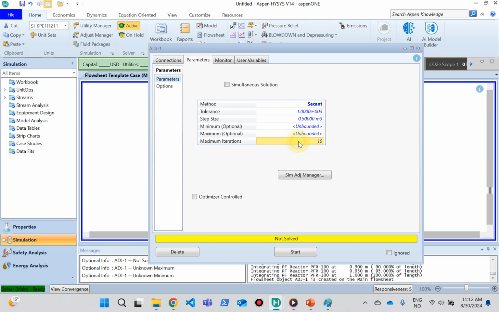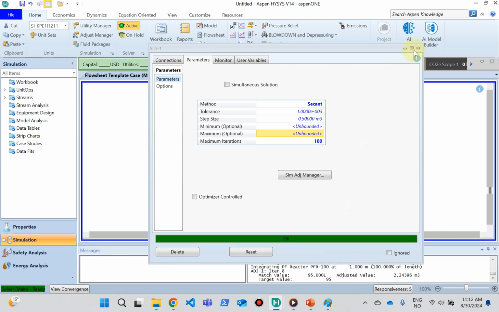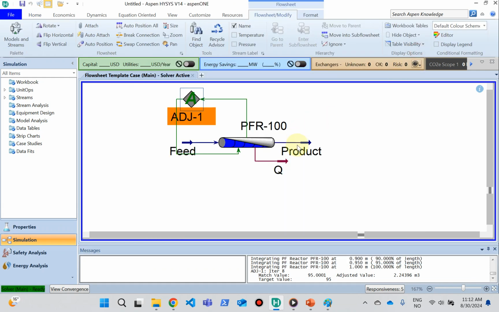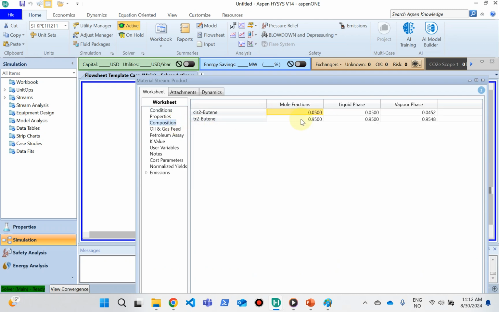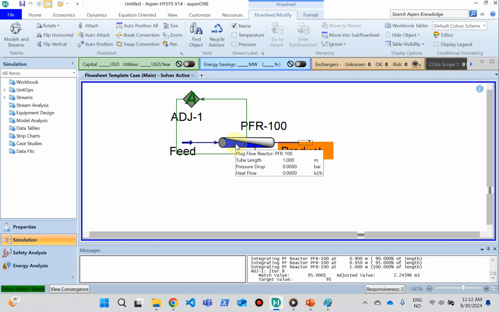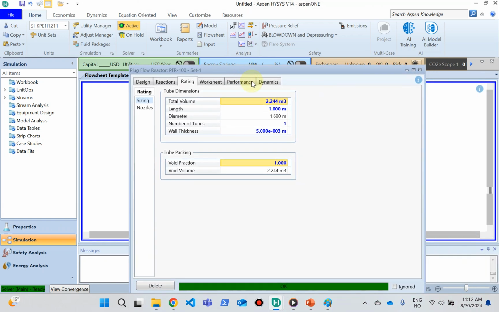and then you can go to parameters. Let's make the iteration 100, and then we can just start it. Now you can see that it's already converged. The solution can be seen on the product. If I go to composition, you can see that now we have 95% trans-2-butene and just 5% cis-2-butene. We can take a look at the volume now. What volume did we need? So the volume that we needed to have this reaction take place at 95% reaction rate is 2.244 cubic meters of the reactor.